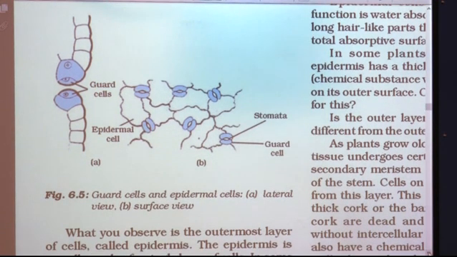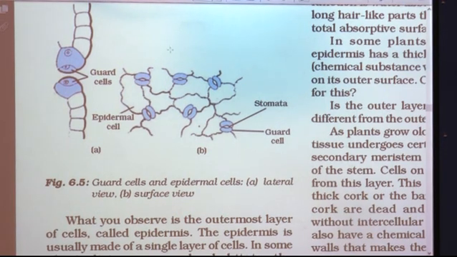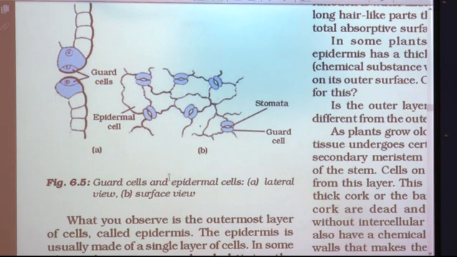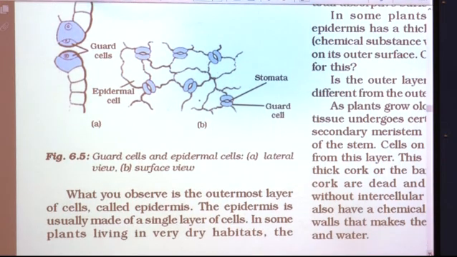So when you observe, you will find this type of structure on the microscope. You will find guard cells and epidermal cells. This is lateral view and this is surface view. In this you will find epidermal cells, which are flat thin cells, and there are two bean shaped, kidney shaped cells which are called guard cells. So you are familiar with these guard cells.